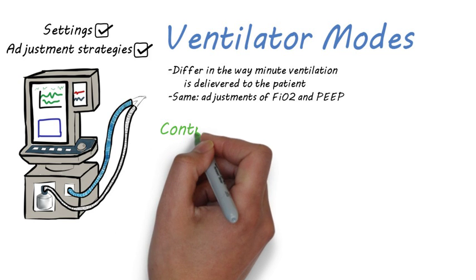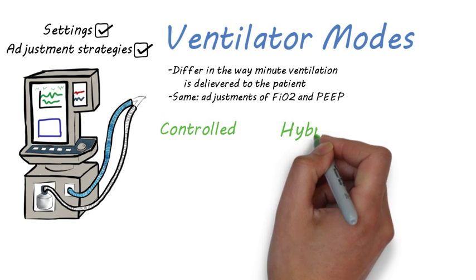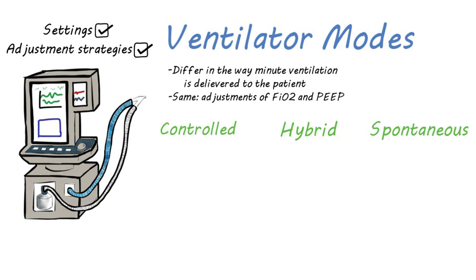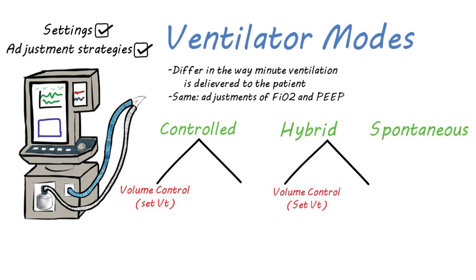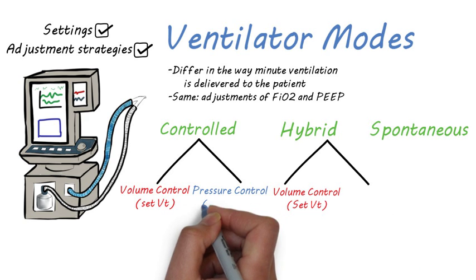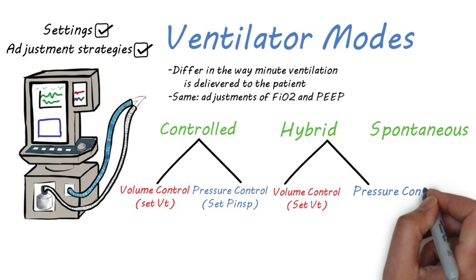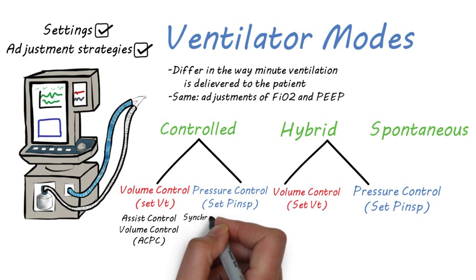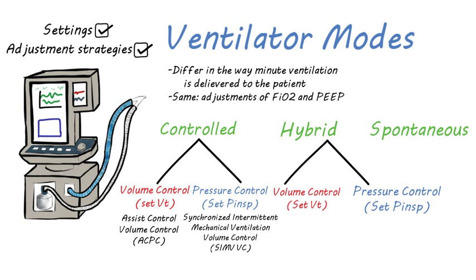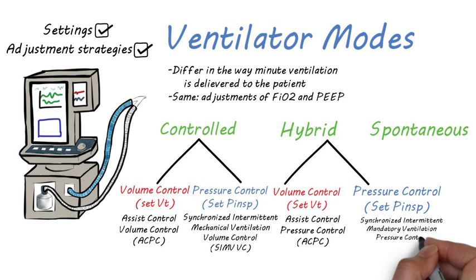There are controlled modes of ventilation, hybrid modes of ventilation, and spontaneous modes of ventilation. For controlled and hybrid types of ventilation, there are two large categories of ventilator mode: modes where we set the patient's tidal volume, known as volume control modes, and modes where we set an inspiratory pressure, known as pressure control modes. Within each mode category, volume and pressure, we have two subcategories, controlled or mandatory intermittent. This refers to whether we have control over every single breath delivered or not.